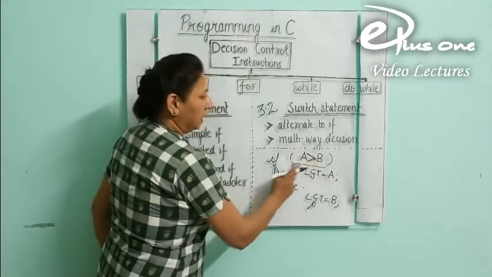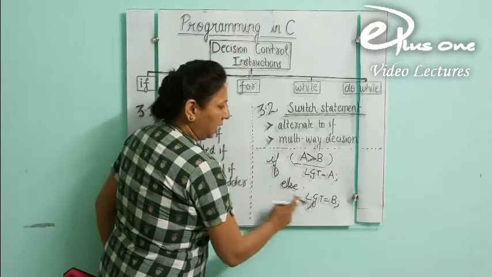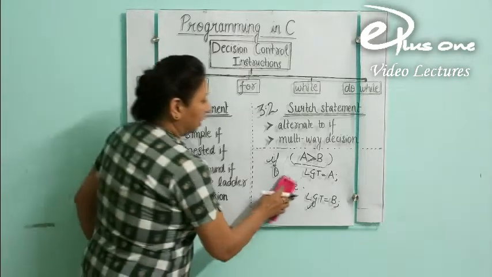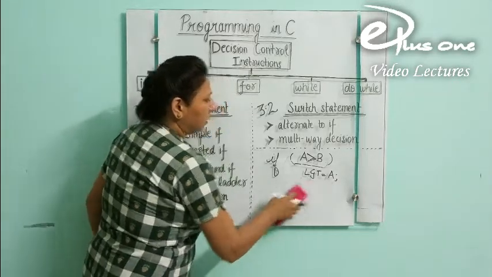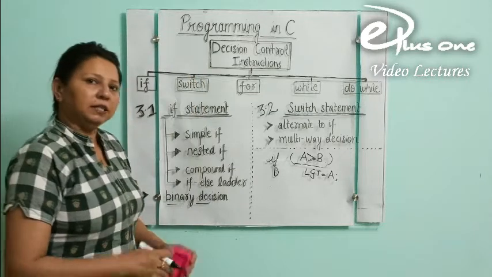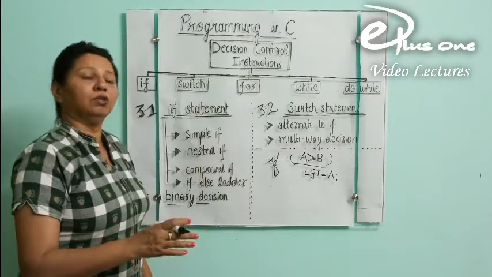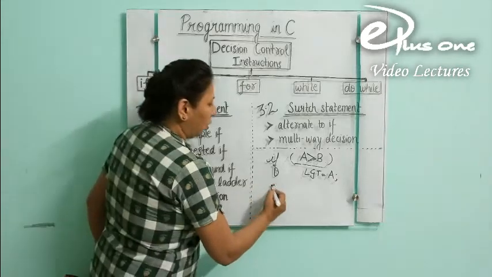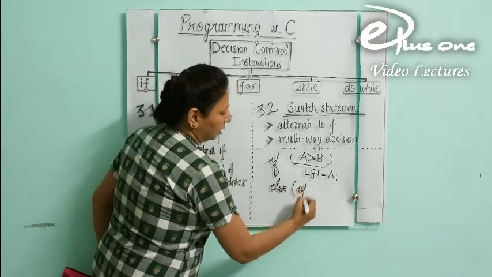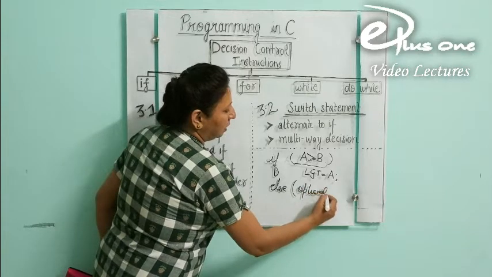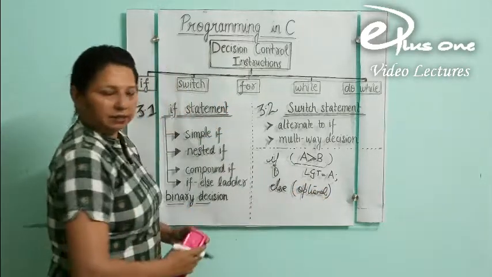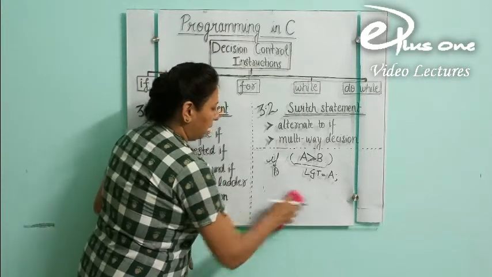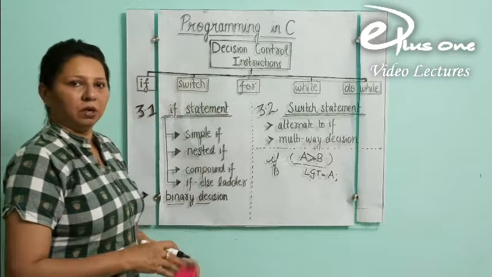If A greater than B, LGT is A, else LGT is equal to B. Right? Now one more thing, what if I erase this else part? If I erase the else part, the computer is not going to give me any syntax error because this else part was optional. That means even if I do not write any else and I simply say if A greater than B, LGT is A, this is also going to work.